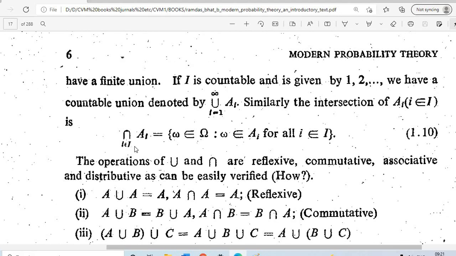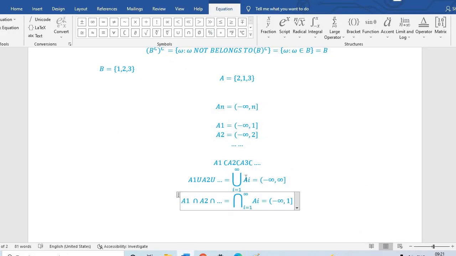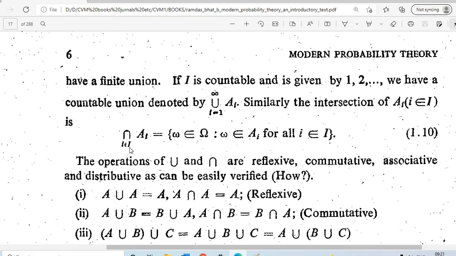അപ്പോൾ ഇവിടെ i belongs to I എന്നാണ് എഴുതിയിരിക്കുന്നത്. ഞാൻ എഴുതിയതിൽ i from 1 to infinity എന്ന് എഴുതി. അതൊരു എക്സാമ്പിൾ ആയിട്ട് ഞാൻ എഴുതിയെന്ന് മാത്രമേ ഉള്ളൂ. ടെക്സ്റ്റ് തന്നിരിക്കുന്നത് i belongs to capital I. അപ്പോൾ അവിടെ കൗണ്ടബിൾ ആയോ അൺകൗണ്ടബിൾ ആയോ ആകാം. അതായത് capital I എന്ന് പറയുന്ന സെറ്റിൽ അൺകൗണ്ടബിൾ നമ്പർ ഓഫ് എലിമെന്റ്സ് may be there. So we call it arbitrary intersection.